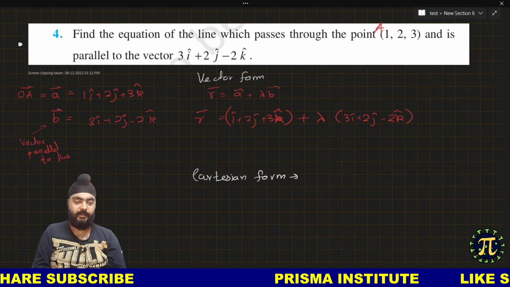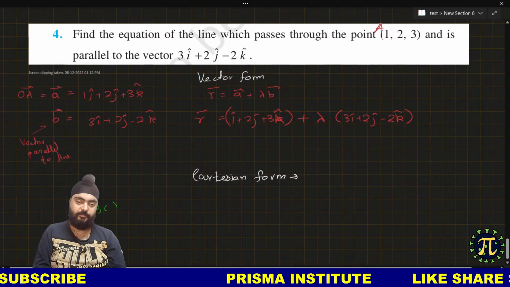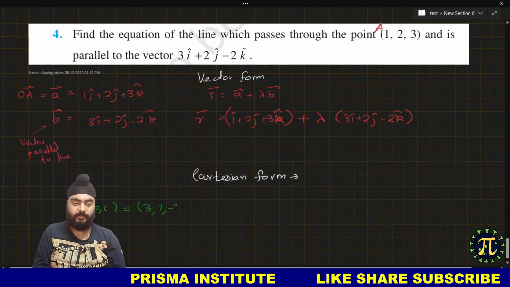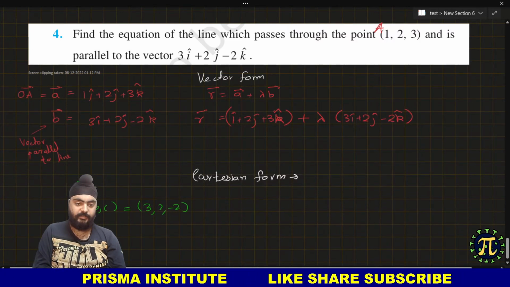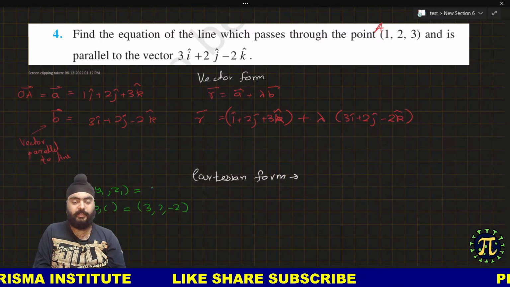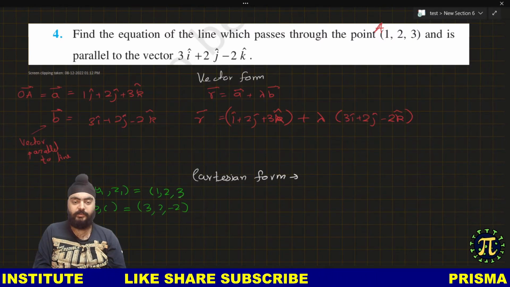So I can write now a, b, c, right? These are the direction ratios. a, b, c क्या है? तो मैं B vector के components लिख दूंगा, which are 3, 2 and minus 2. And x1, y1, z1 क्या है? So this is the point on the line. क्या given है point? 1, 2, 3, right? ठीक है, and all I require is this.